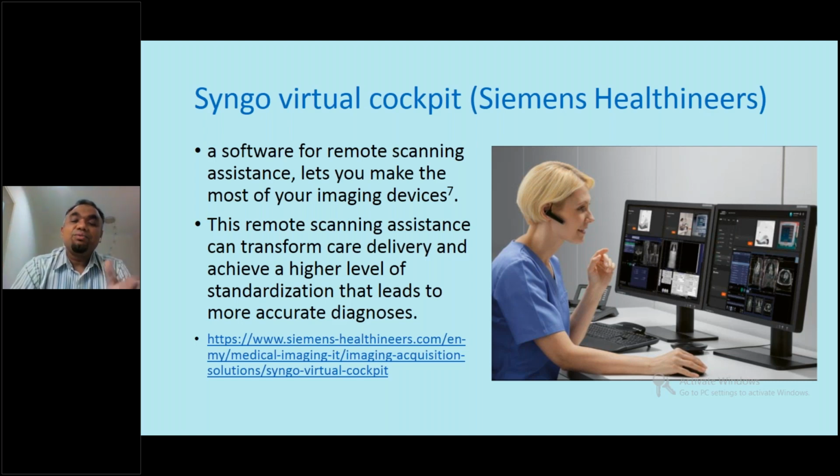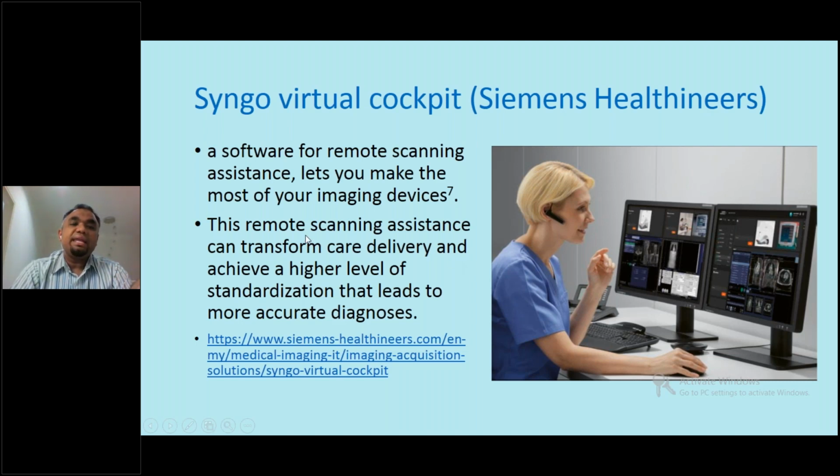By having this so-called virtual cockpit, that junior radiographer can interact with a senior radiographer from another part of the world. Then that senior radiographer or application specialist can give clear instructions to the junior radiographer on what he or she should do. This is basically the software; the workstation will portray what you have in your workstation. This is the concept of the virtual cockpit.